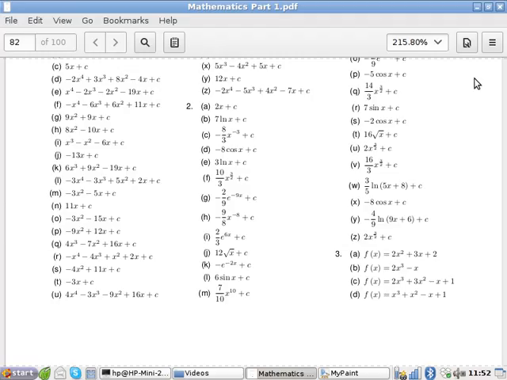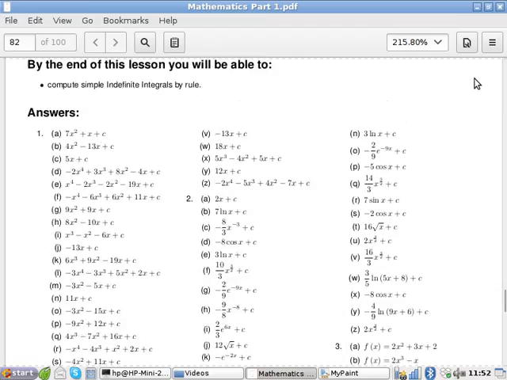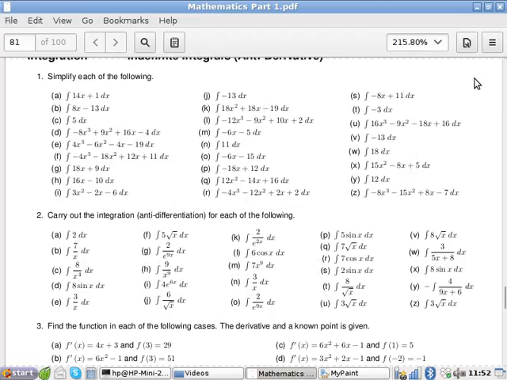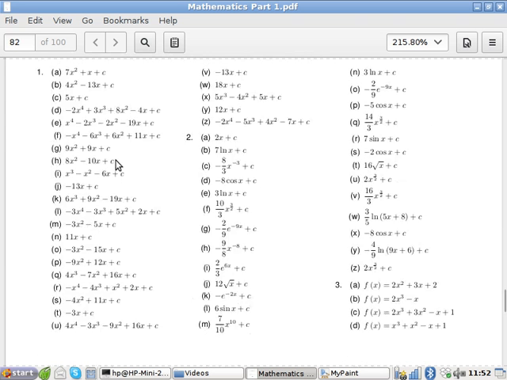Okay, the next one. Okay, 6x cubed. So that would be minus 18x cubed over 3. 18 over 3. After we can see simplify. Yeah. Alright, okay. Let's go to the next topic.